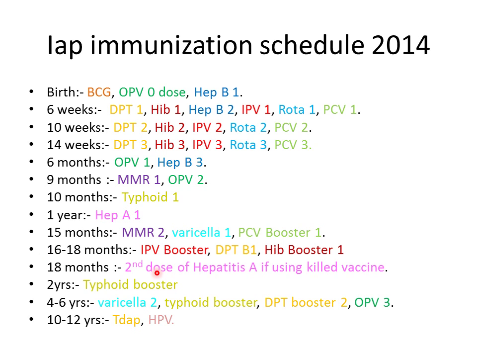If you are giving the hepatitis A killed vaccine at the first dose, then at 18 months the hepatitis A killed vaccine is given. If a live vaccine is given at the first dose, then there is no need of giving it at 18 months. At 2 years, the typhoid booster, and at 4 to 6 years, varicella 2, typhoid booster, DPT booster 2, OPV 3. At 10 to 12 years, instead of DPT, Tdap is given, and human papilloma virus is given to adolescent girls.